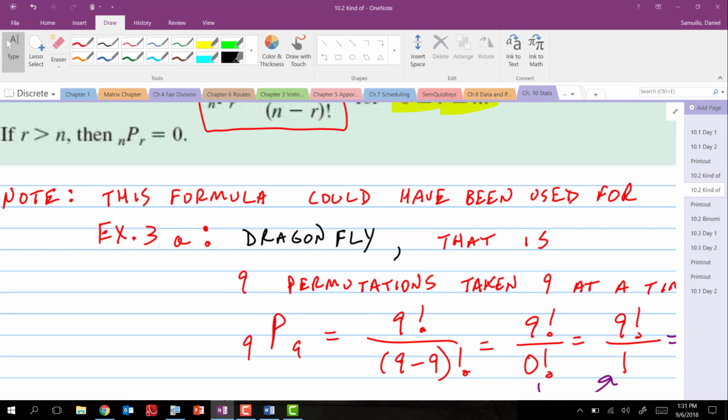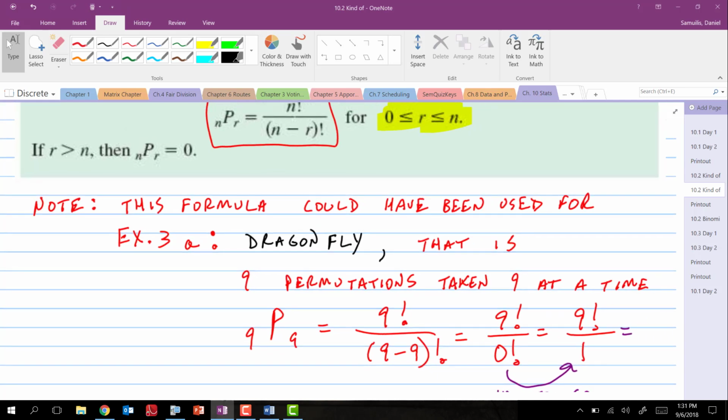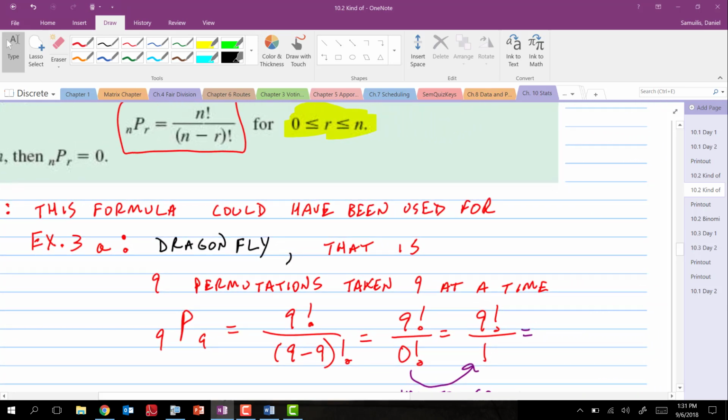But because it said 9, I have 9 letters, permutate all 9 of them, it's a 9P9. And then look at the formula compared to what we had for dragonfly. And only dragonfly, because there was no repeating letters. It can be considered a 9P9, and the formula says it's 9 factorial over 9 minus 9. And remember what we said? What does 0 factorial have to be? Well, it has to be 1 so the permutation formula works. And there you go. There's no other reason for it.